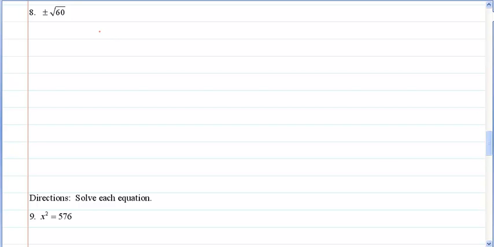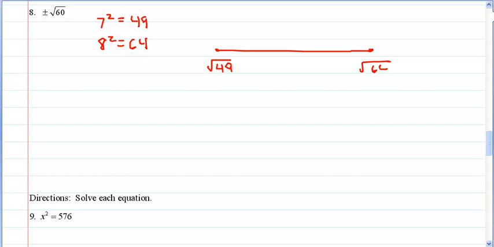For number 8, plus or minus the square root of 60. We know that 7 squared is 49, 8 squared is 64. So if I make a number line, we have the square root of 49 at one end, the square root of 64 at the other end. The square root of 49 is 7.0, square root of 64 is 8.0, and we have 7.5 in the middle.